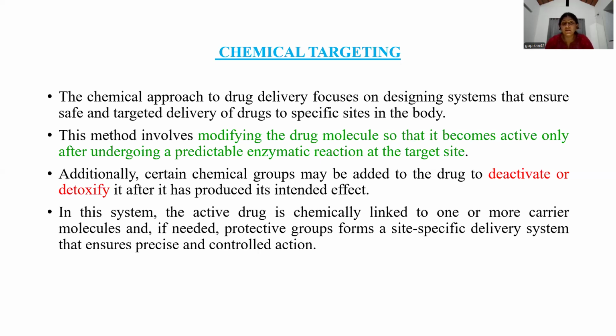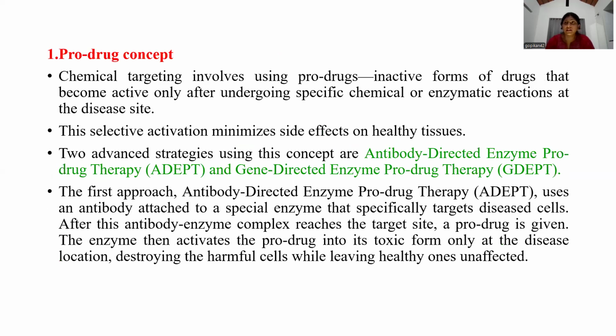And in the system, the active drug is chemically linked to one or more carrier molecules, and if needed, protective groups, forming a site-specific delivery system that ensures precise and controlled action. So the first is the prodrug concept, which we already have studied, where the chemical targeting involves using prodrugs, inactive forms of the drug that become active only after undergoing specific chemical or enzymatic reactions at the disease site. And this selective activation minimizes the side effects on the healthy tissues present in the body.